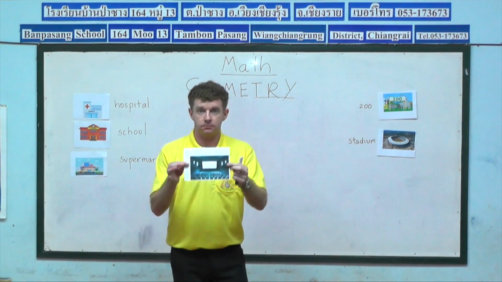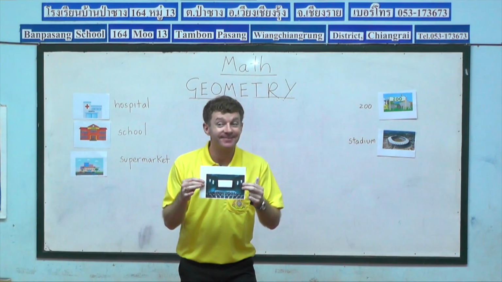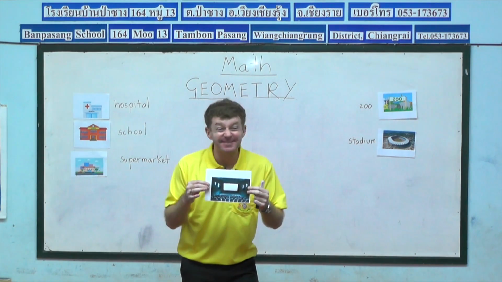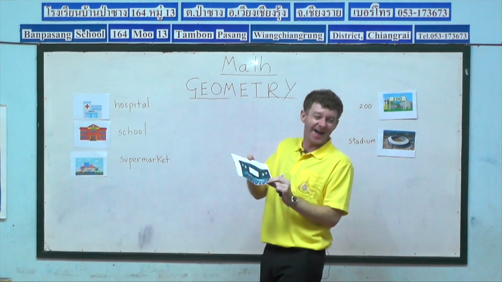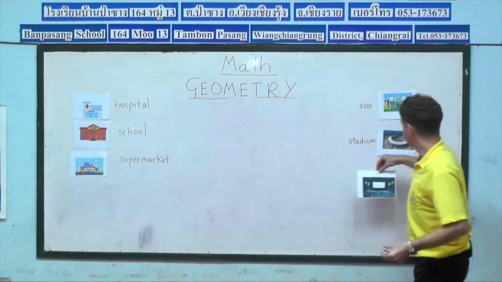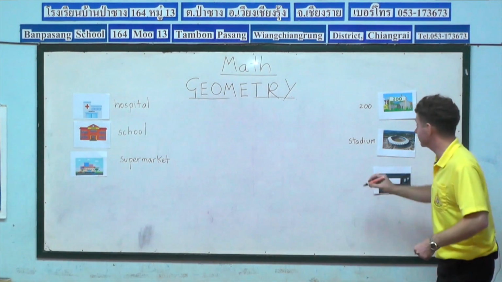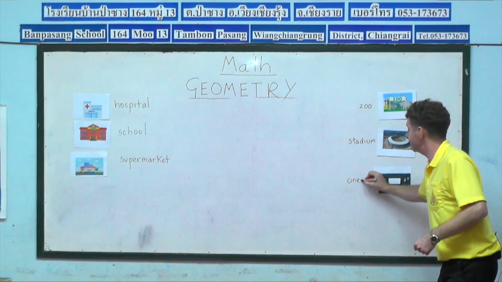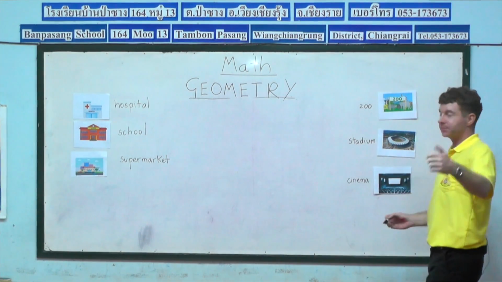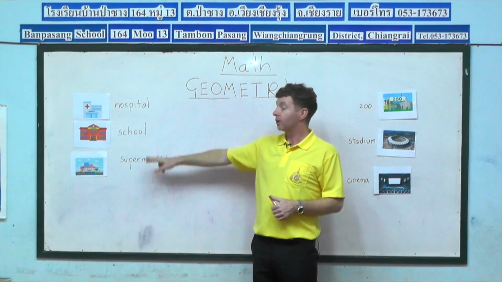And our final place, because we have 6 of them for this activity, here we can go to watch the movie. Cinema. Excellent. Okay, guys, how do we spell cinema? C-I-N-E-M-A. Excellent.